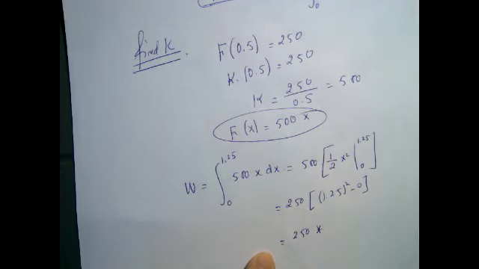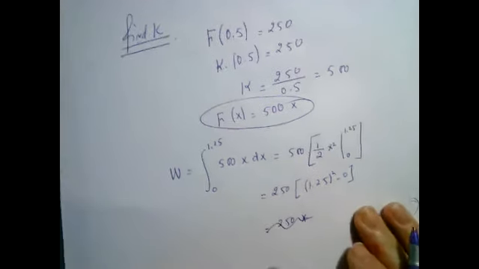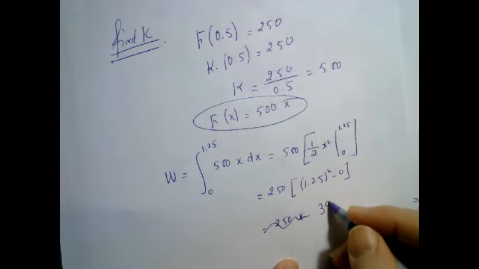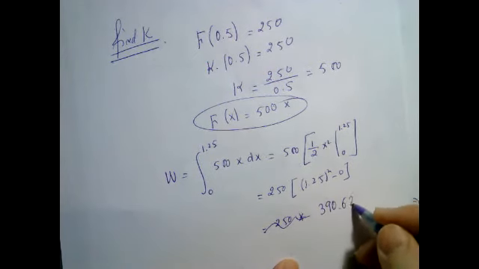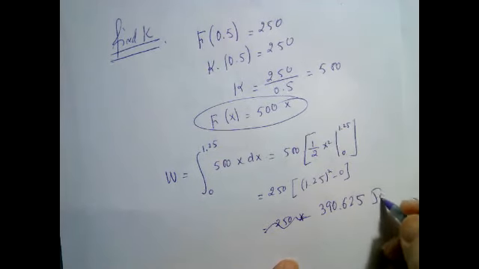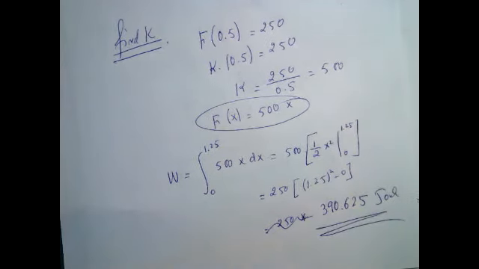Whatever this is, it is 1.5625 times 250. So if I'm plugging in the numbers correctly in my calculator, I'm getting 390.625. And my unit is Newton meter, so my unit is joule. Okay.